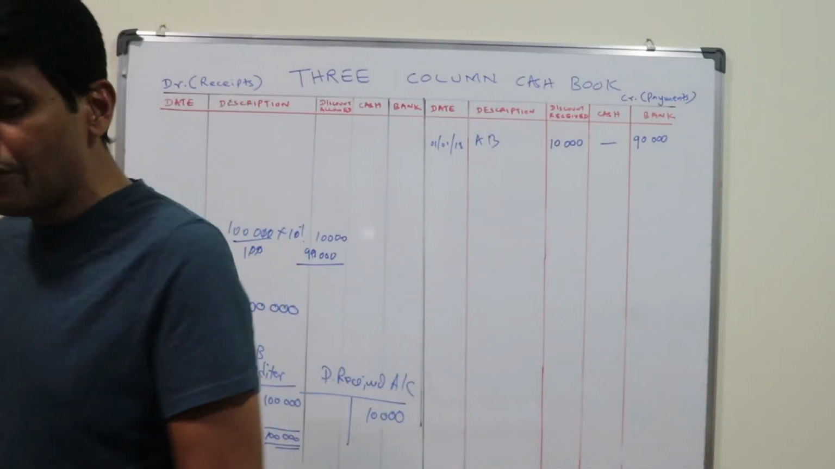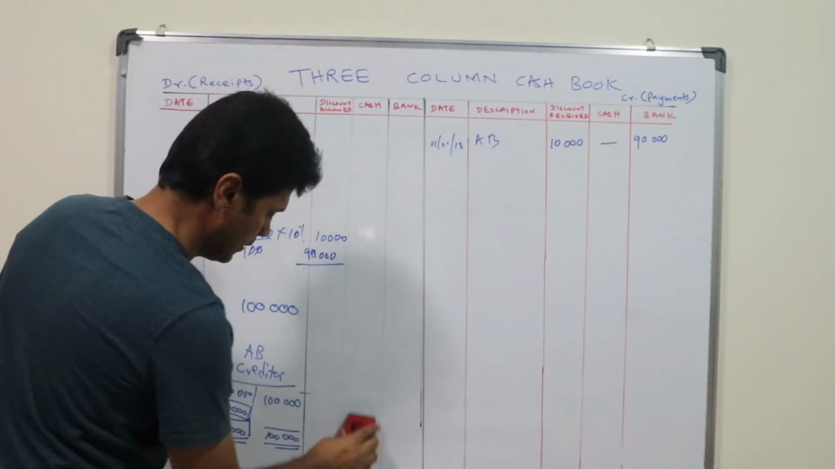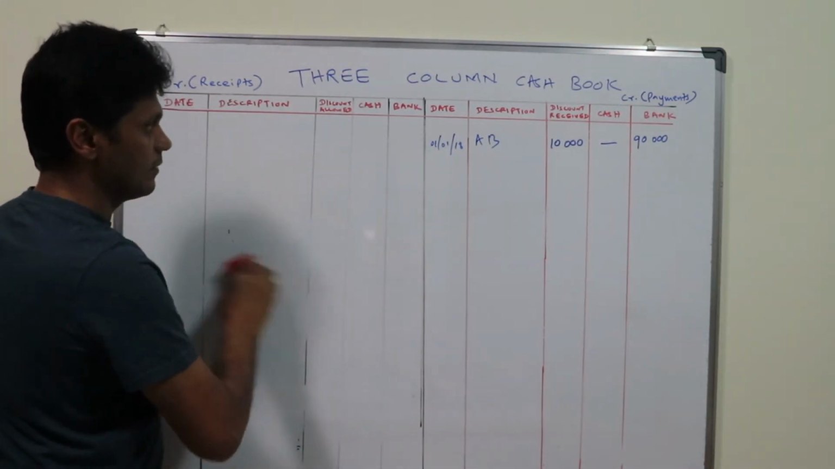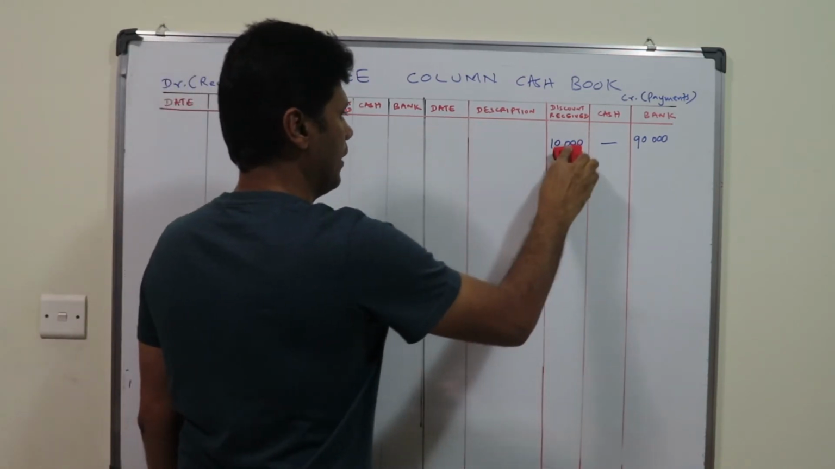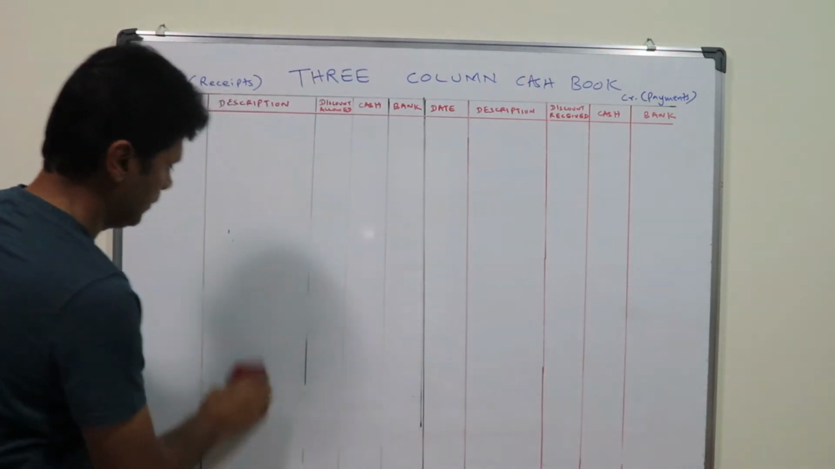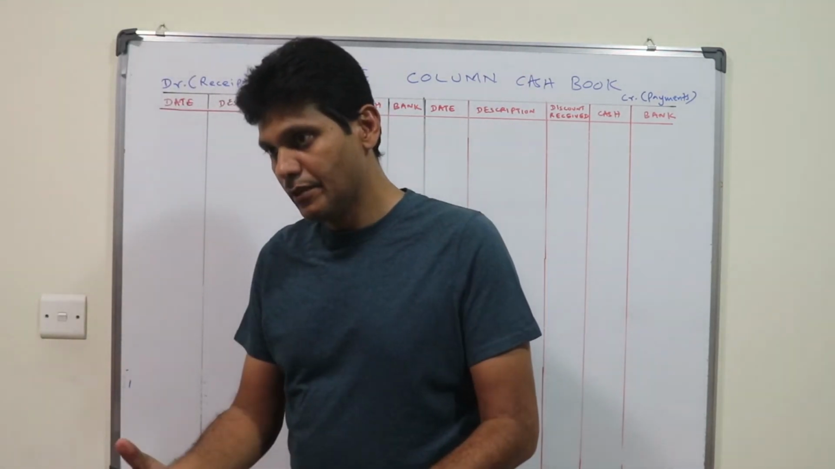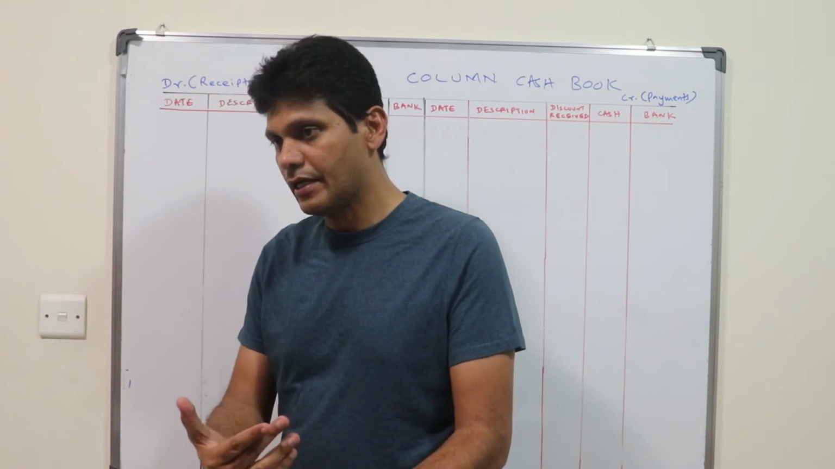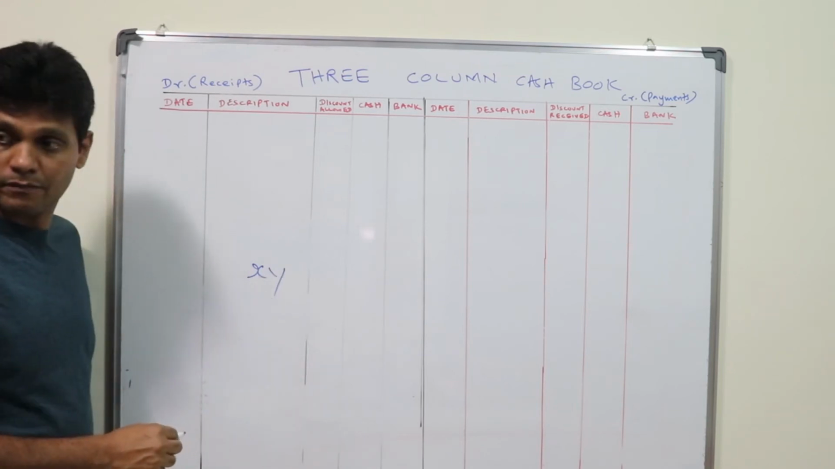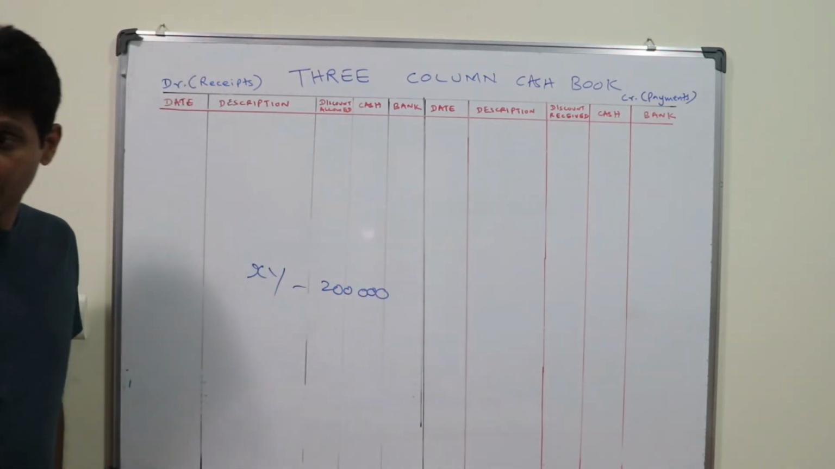What about when you receive cash from a customer? This is the opposite. From a debtor. Exactly, from a debtor. I discussed the supplier, now how about a debtor? Let's say you sold. Debtor means you are selling goods, thereby you will create a customer. Let's say XY is your customer. You sold 200,000 worth of goods. How will you record?